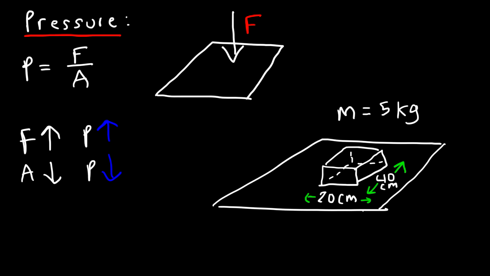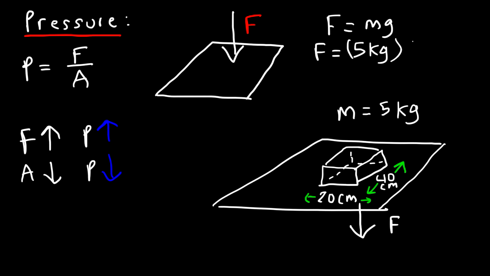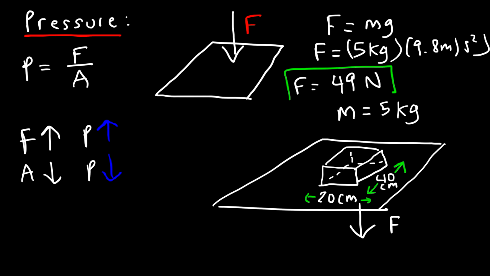Now, it's important to understand that the weight of the object exerts the downward force. And weight in physics is mass times gravitational acceleration. So the force is mg. So that's going to be 5 kilograms times the gravitational acceleration of 9.8 meters per second squared. So 5 times 9.8 will give you a force of 49 newtons. Now, before we could find the pressure, the next thing we need to calculate is the area.